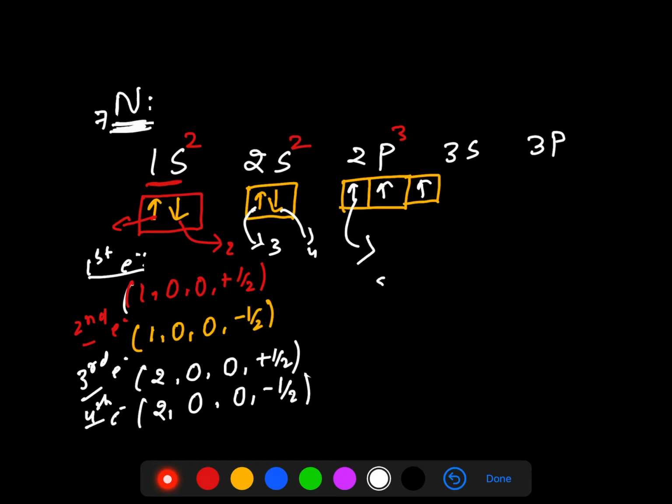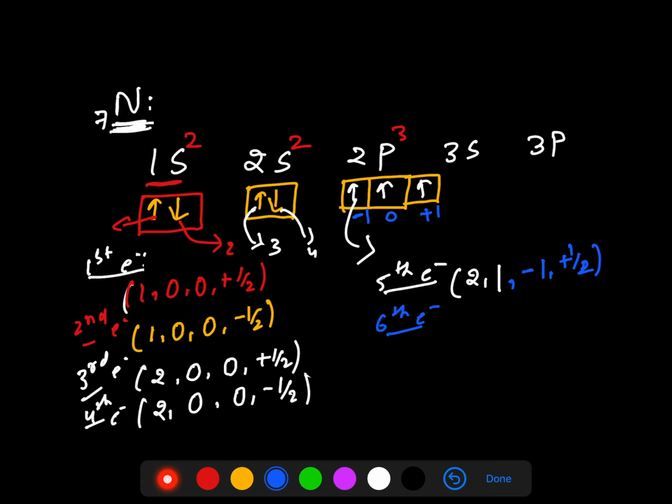This is the fifth electron. For the fifth electron, it is in the second shell, so 2. In the p subshell, that's why L is 1. Now, I have told you on the previous page, the value of m will be like this, minus 1, 0, plus 1, because L is 1. So we'll start from the left. The value of m for the fifth electron is minus 1. It is with the clockwise spin, so plus half.